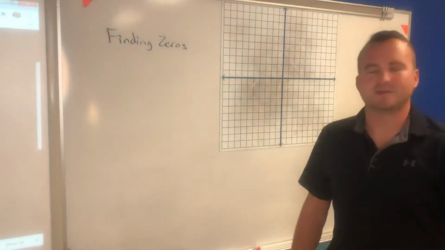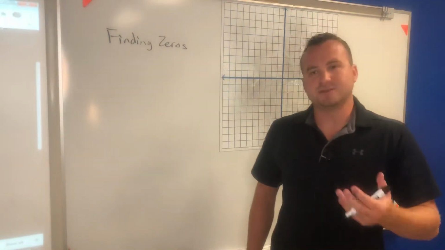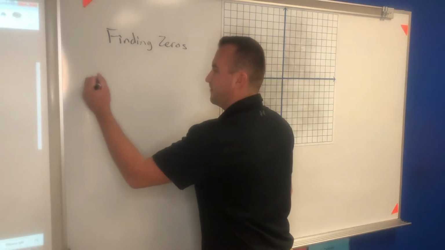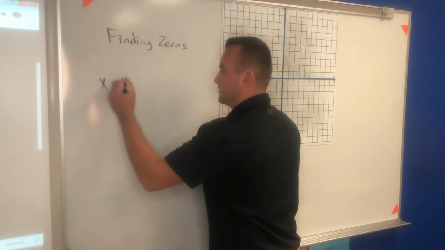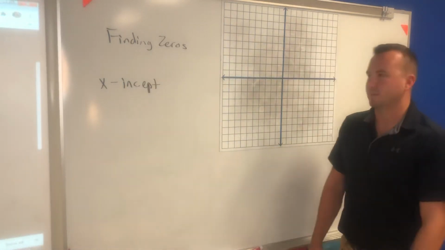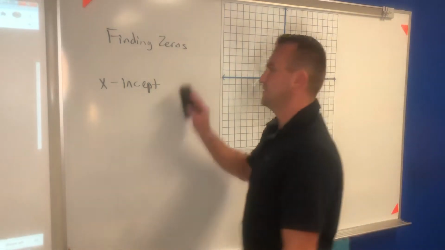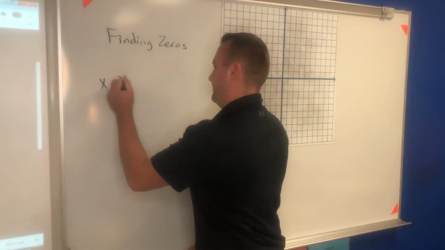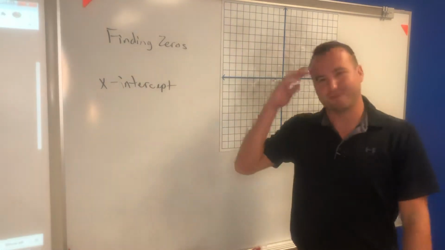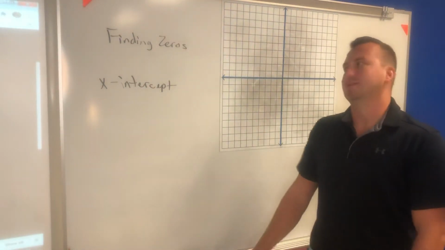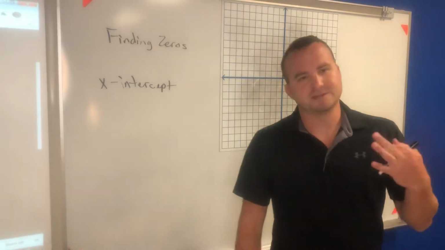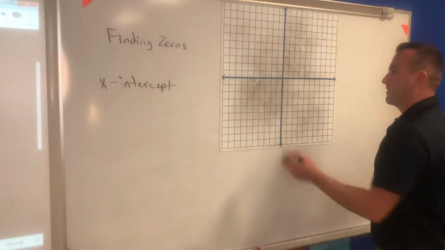All right, finding zeros, this is real simple. What it means by finding the zeros is it means find the x-intercept. X-intercept. Okay. Finding the x-intercepts is easy. There's a couple of different ways to do it. Three different ways. First, you're going to have your graph.